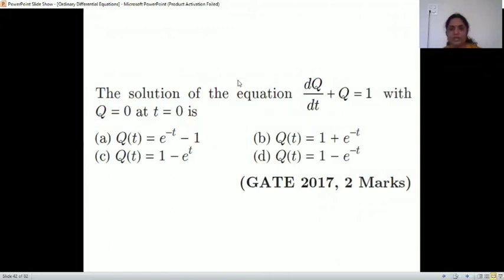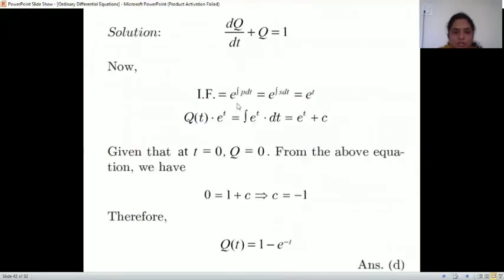So we can write the integrating factor, and then we can write the answer as q into the integrating factor is equal to the integration of 1 into the integrating factor with respect to t plus c. Solve that, we'll get the answer. So the integrating factor is e raised to t. So it is q into e raised to t is equal to the integration of 1 into e raised to t dt, which by formula is e raised to t plus c.